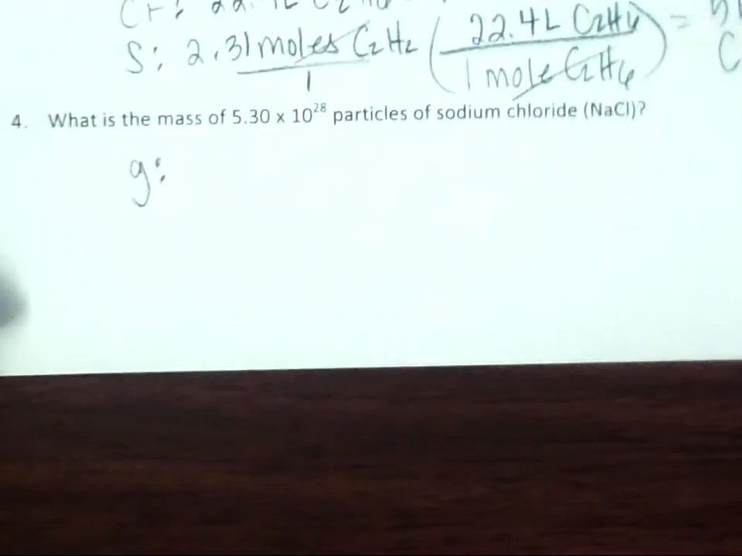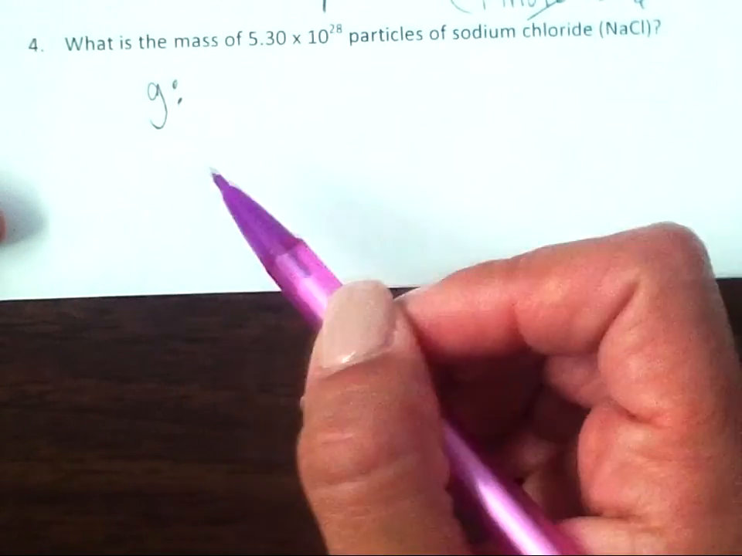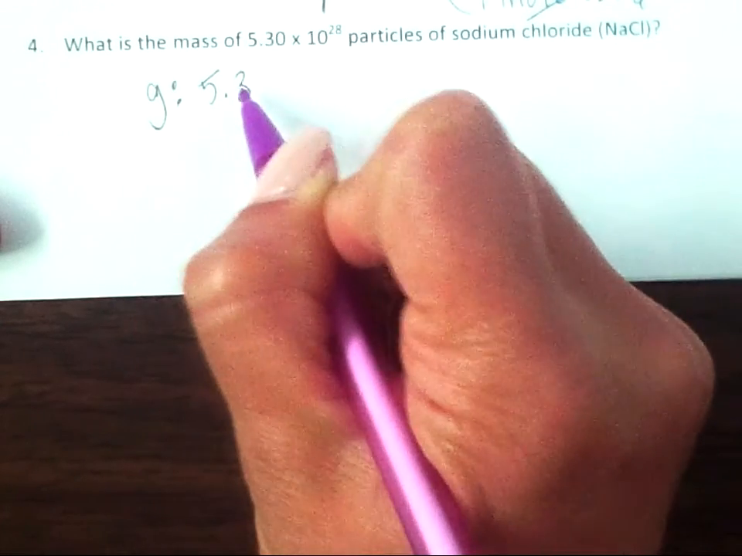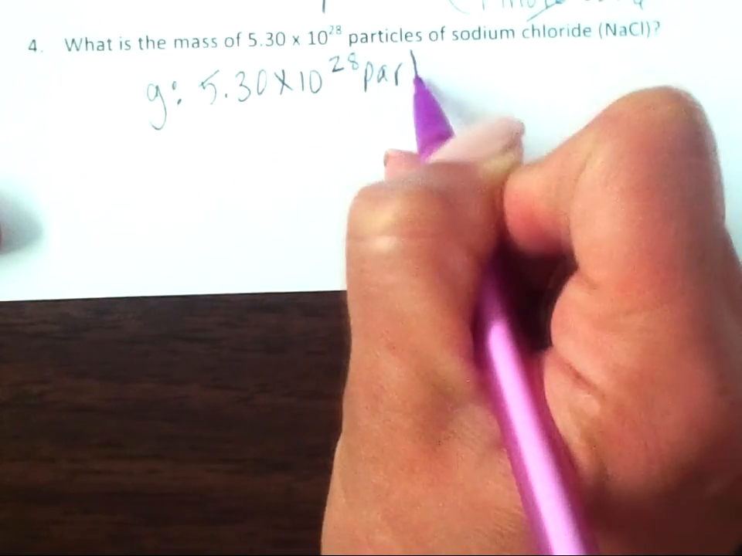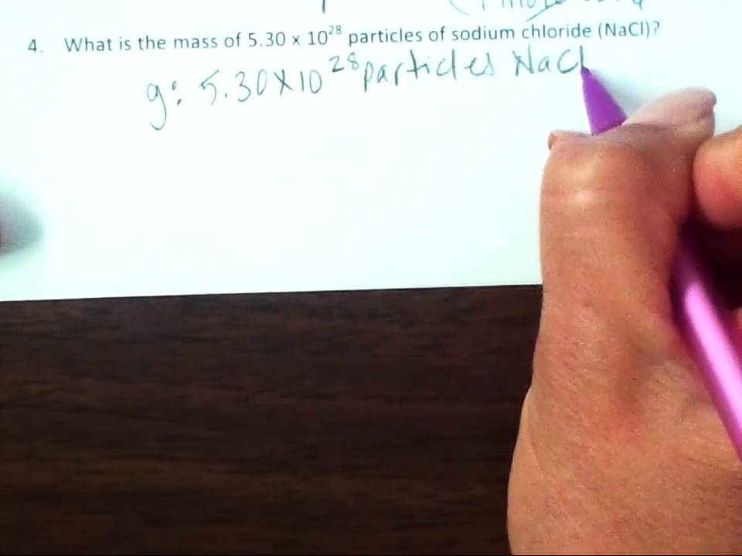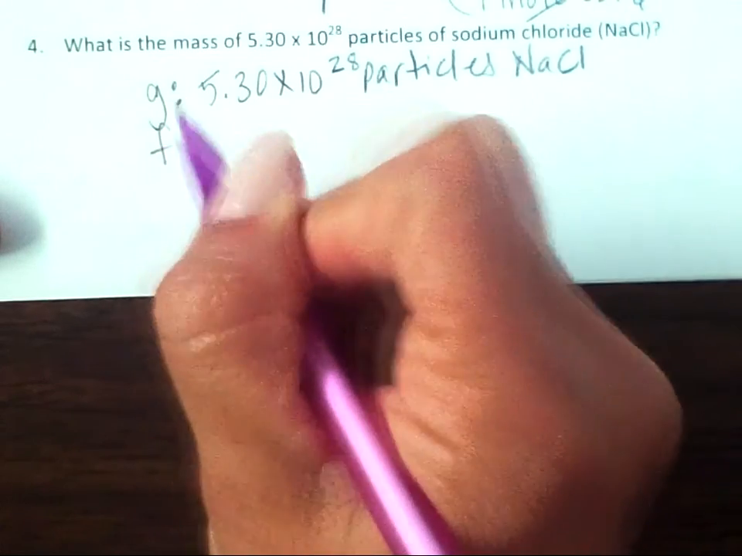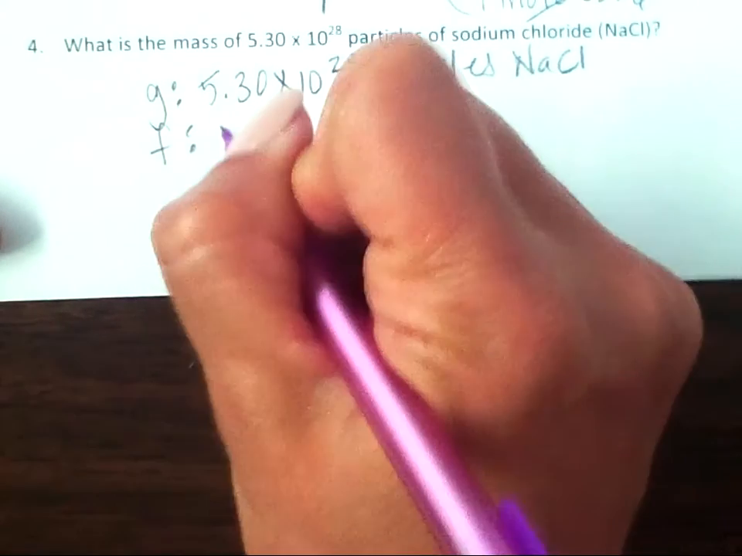Okay, we are given, yes. Okay, I'm going to show only the bottom. Let's do this. Okay, the given, they tell us we have 5.30 times 10 to the 28 particles of sodium chloride. Okay, what are they asking us to find, people? Mass, which is in grams. Okay.